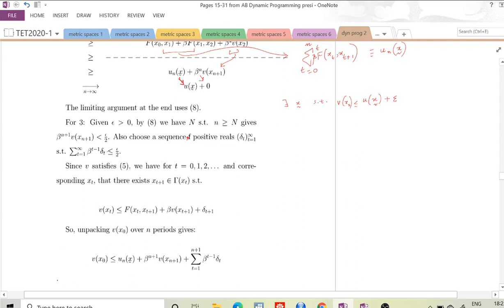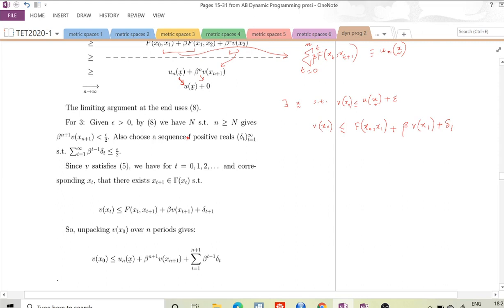Okay, and the other thing is that we're going to be using the fact that, for instance, we can find some x1 such that f of x naught x1 plus beta V of x1, when we add our small delta 1 to it, becomes greater than or equal to V of x naught.